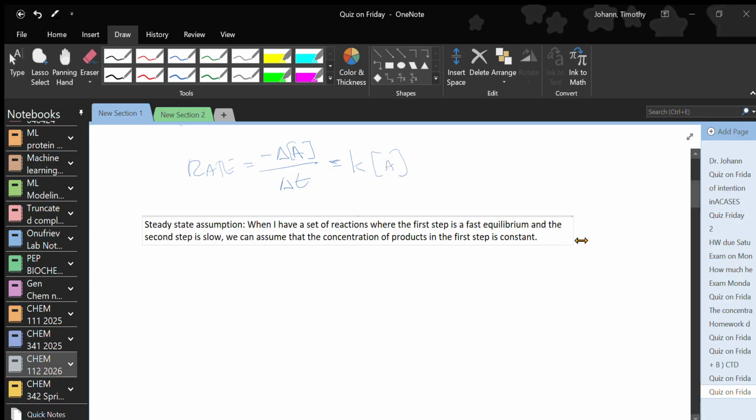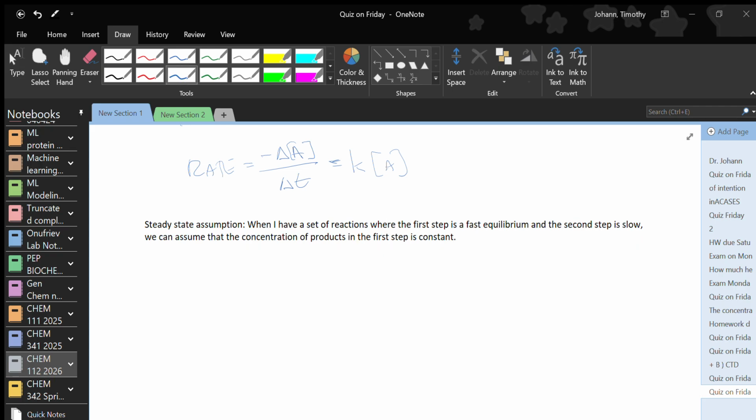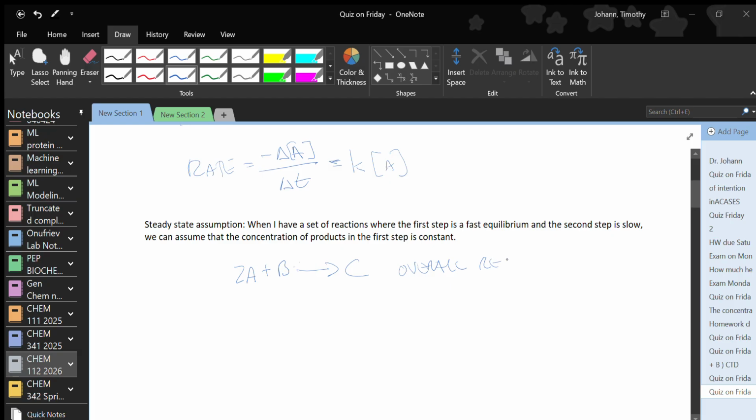All right, so let me give you an example of this sort of thing. Let's say I have 2A plus B goes to make C. This is my overall reaction. And the steps to make that are 2A go to make an X. Okay? But that's an equilibrium.